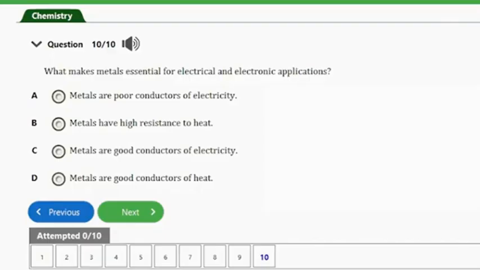Question number 10. It says what makes metals essential for electrical and electronic application? A, metals are poor conductors of electricity. B, metals have high resistance to heat. C, metals are good conductors of electricity. And D, metals are good conductors of heat. So the option here that suits the answer to this question is option C. Metals are good conductors of electricity, and that's what makes metals essential for electrical and electronic application.